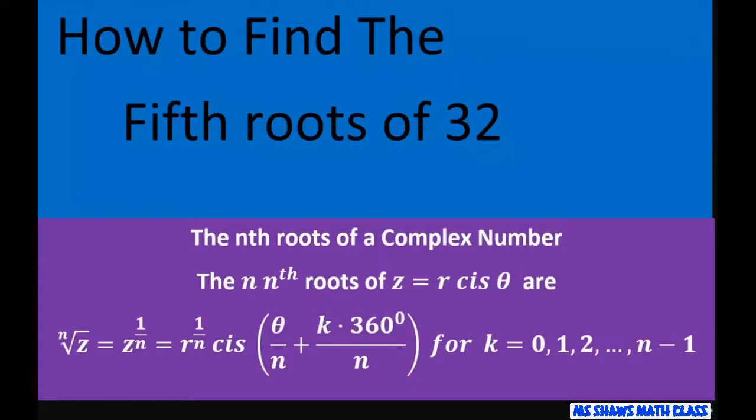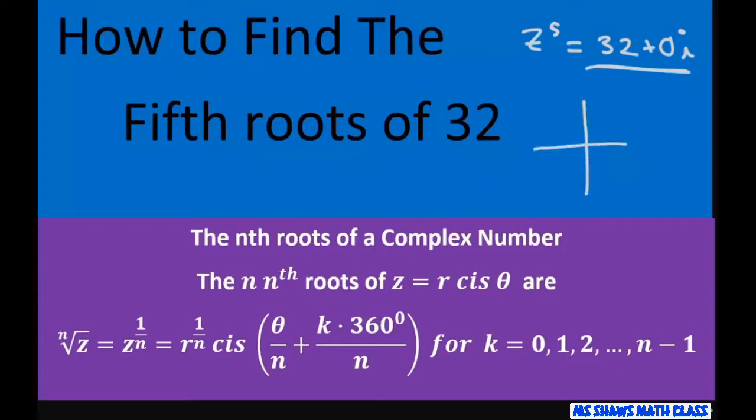This is a video on how to find the fifth roots of 32 when dealing with complex numbers. So basically, for our complex numbers, this is going to be c to the fifth power equals 32 plus 0i. So that's basically what we're saying.